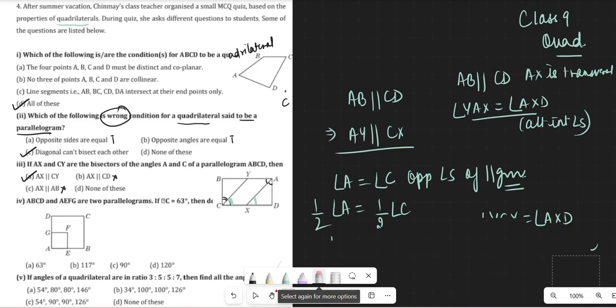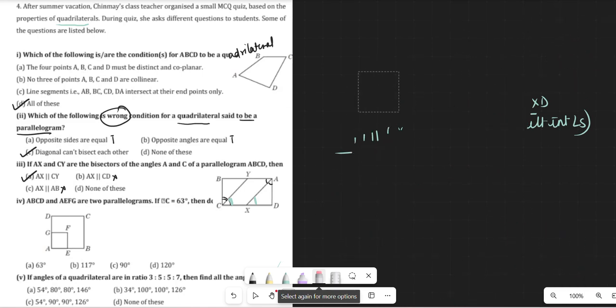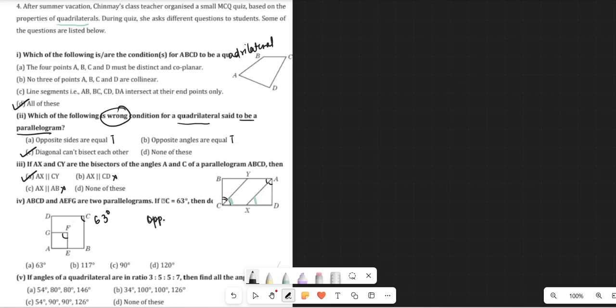Let's come to the fourth part now, which says ABCD and AEFG are two parallelograms. Angle C is given as 63 degrees. Then determine the value of angle F. I know this question would be to find the value of angle F. Because ABCD is a parallelogram, opposite angles are equal. So angle C would be equal to angle A. So I can say angle A is 63 degrees. Again, AEFG is a parallelogram, opposite angles are equal, so angle F will also be equal to 63 degrees.